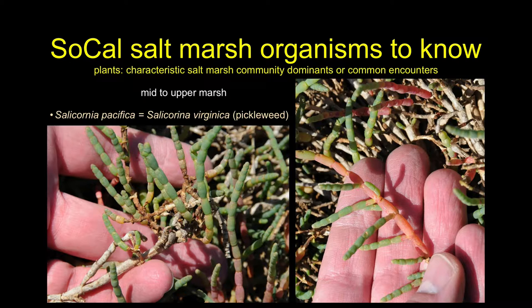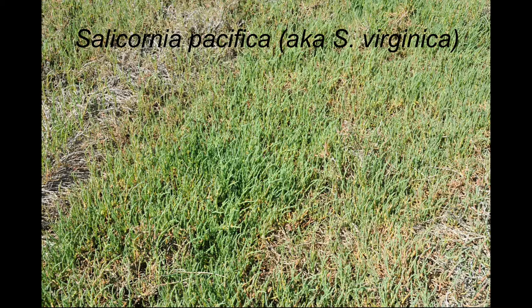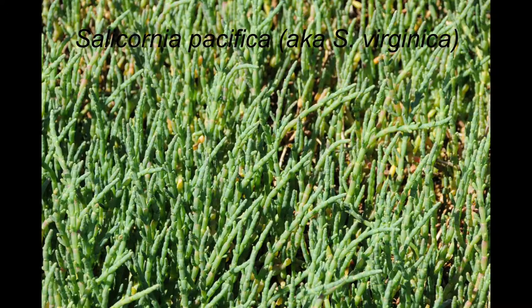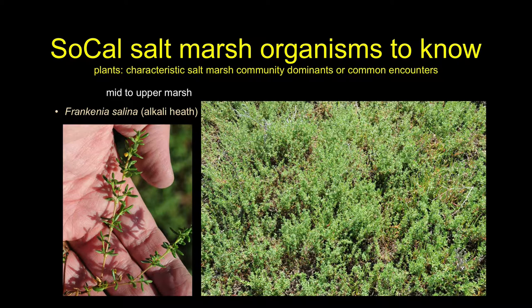So anyway, I call this Salicornia virginica, but this is pickleweed. Classic thing, succulent stem. The lower parts of the stem will be more woody-like. That's Salicornia, pickleweed. This is what it looks like in a big monoculture, a typical field, a major player in our West Coast salt marshes. Salicornia. More Salicornia. Look at that. Super nice, a really nice wet area. It's going to town.